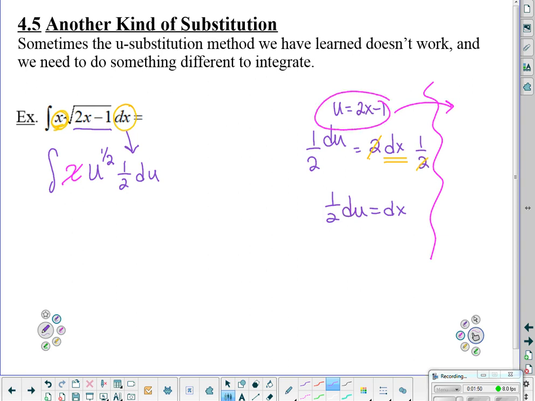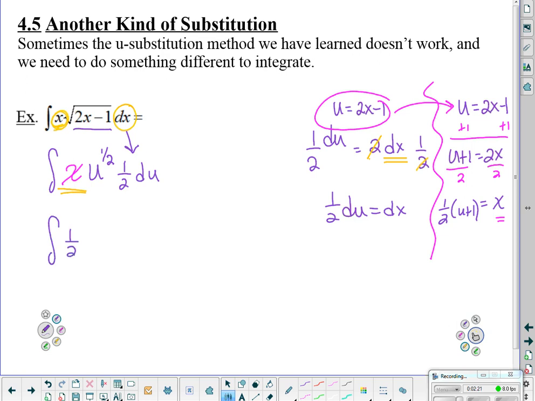So I'm going to solve for x. So u equals 2x minus 1. Let's solve this for x. Let's add 1 to each side, of course, and that gives us u plus 1 equals 2x. Now let's divide both sides by 2, and that's going to give me x equals 1/2 of u plus 1. Believe it or not, we just figured out what x is. So for x over here, I am going to replace this x with 1/2 of u plus 1. And then I've got this u to the 1/2 and a 1/2 du.